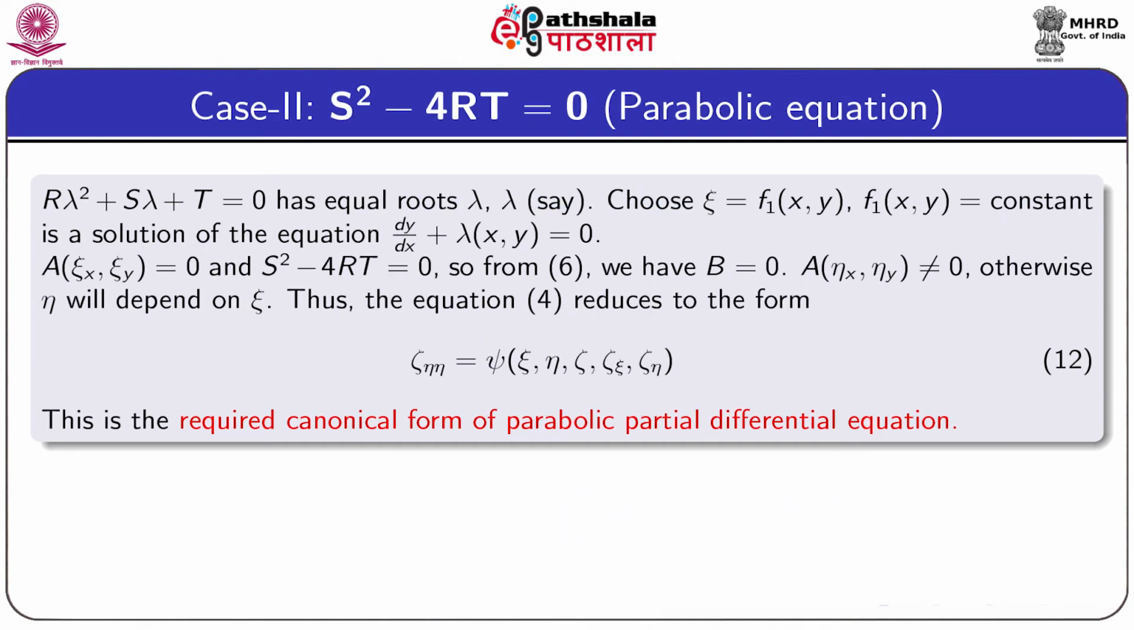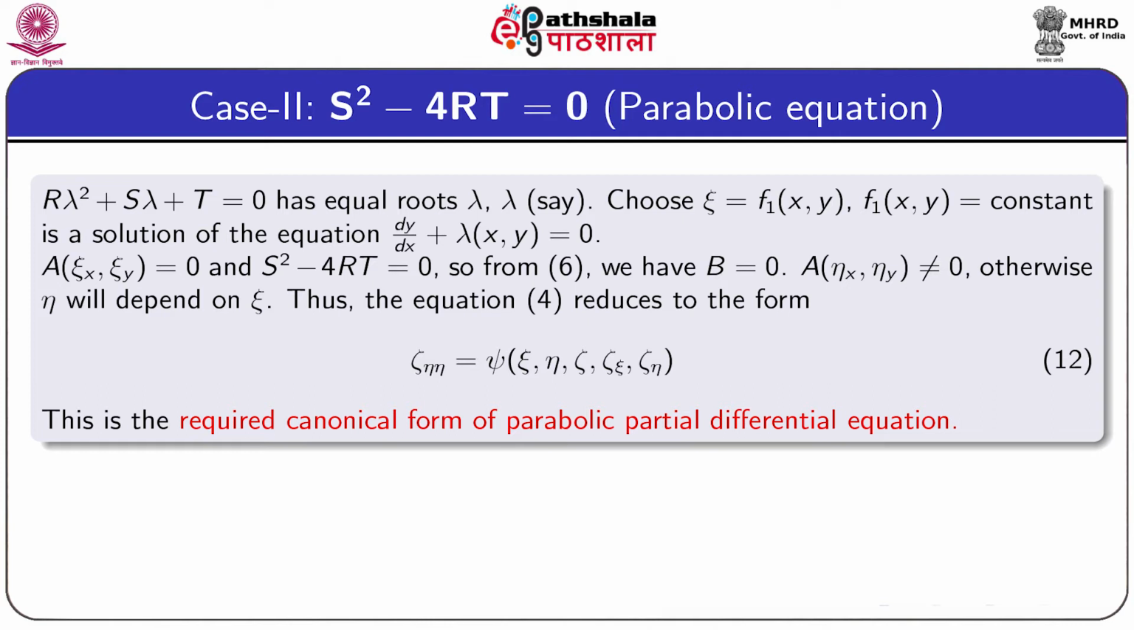Now, I shall discuss the parabolic case where a square minus 4RT equals to 0. So, let us start from the quadratic equation r lambda square plus s lambda equals to 0. Since this is a parabolic equation, this quadratic equation has two equal roots. Let those roots be lambda. So, we choose one transformation xi as f1 of x, y, where f1 equals to constant is a solution of the equation dy dx plus lambda equals to 0.